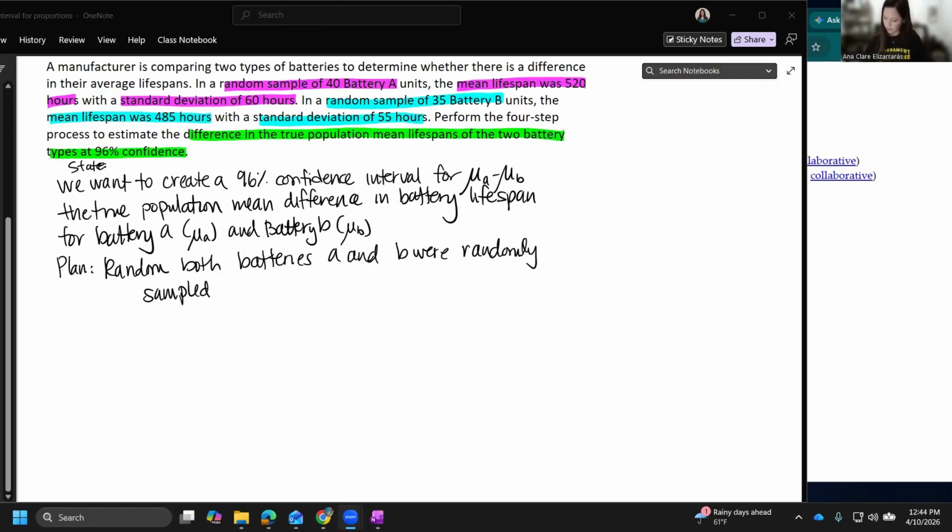And then we also need to verify independence. For independence, the sample size needs to be less than 10% of the overall population, or we run into issues with sampling with or without replacement. So sample A was 40. 40 times 10 is 400. Sample B was 35 times 10 is 350. This is a battery manufacturing plant. We've got to assume that there's at least 400 batteries of type A and 350 batteries of type B.